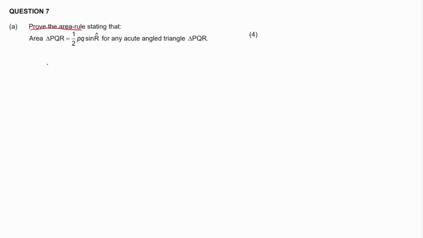So we have to prove the area rule, stating that the area of triangle PQR is equal to a half PQ sine R, sine of angle R, for any acute angle triangle PQR. This formula is on your formula sheet, and normally we just use it, but now we're actually going to have to show the proof. So I'm going to draw us any random triangle here. It has to be an acute triangle.